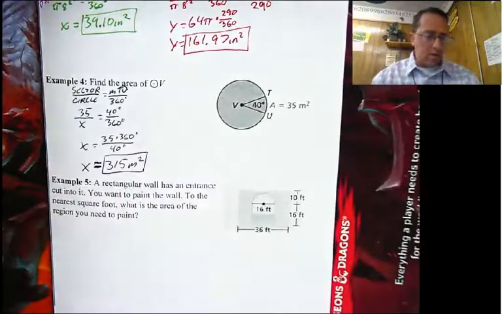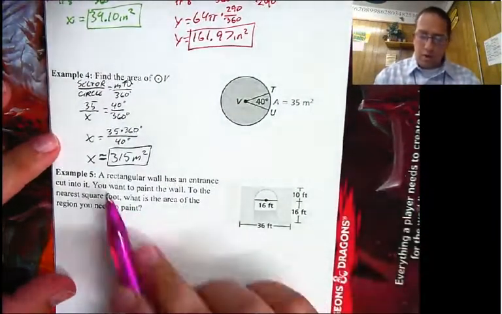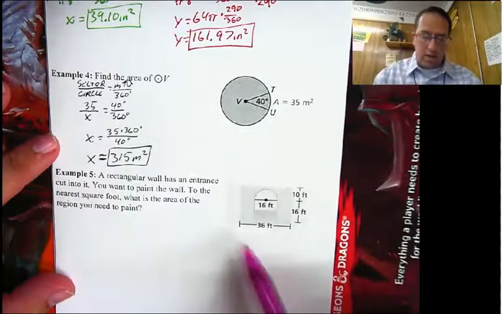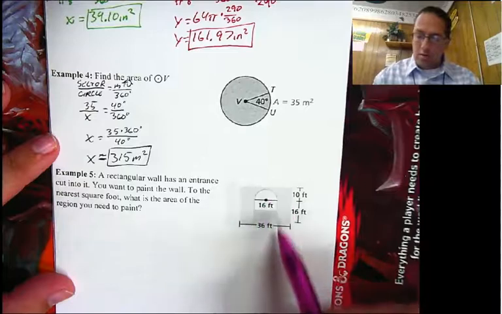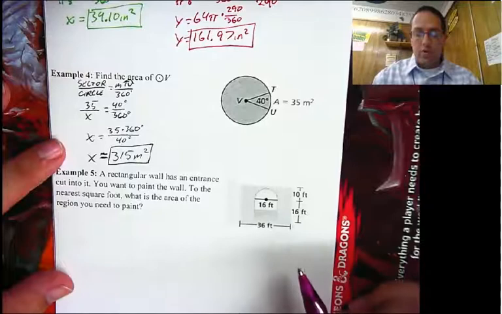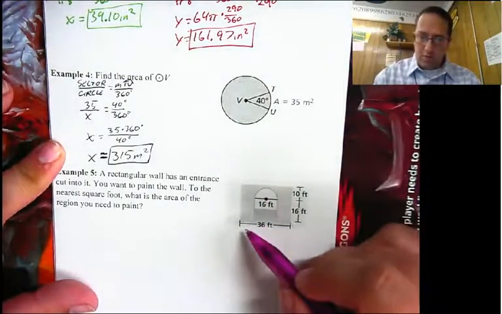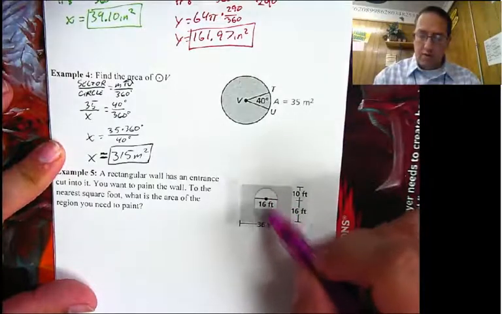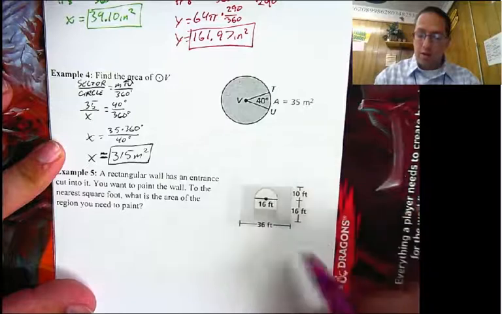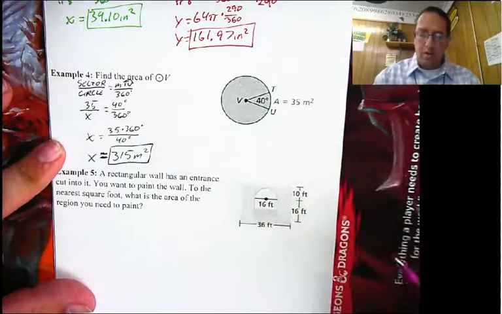All right, so last one here. We want to find, what do we got here? We have a rectangular wall that has an entrance cut into it. So we got this little doorway there. We want to paint the wall to the nearest square foot. What is the area of the region we need to paint? So we have this wall here. We've got a door cut out of it. Obviously, we're not going to paint the empty door because there's nothing there. So we just need the area of this wall.